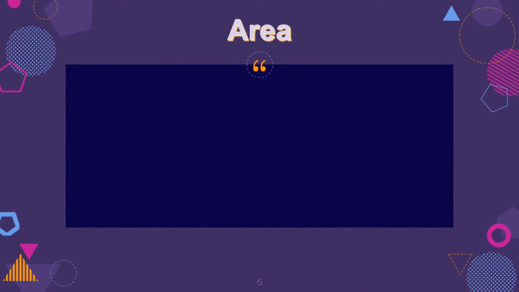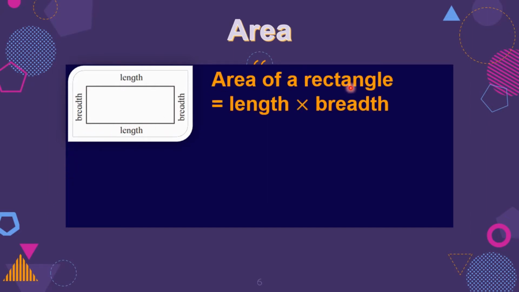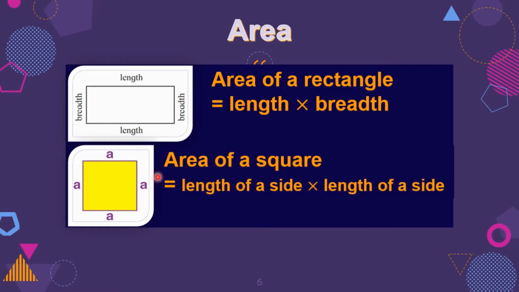Let us know the formula to find out the area of a rectangle. We have area of a rectangle is equal to length into breadth, and we have a formula to find out the area of a square, and it is area of a square is equal to length of a side into length of its one side.